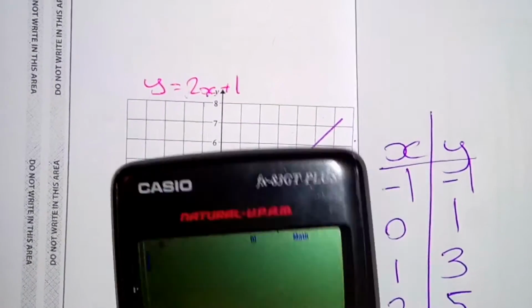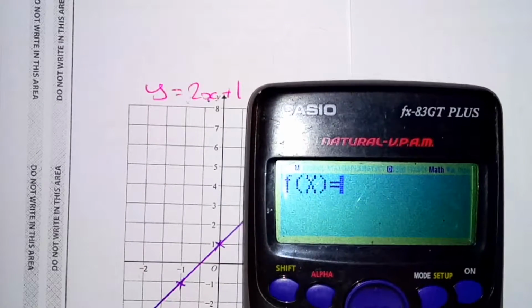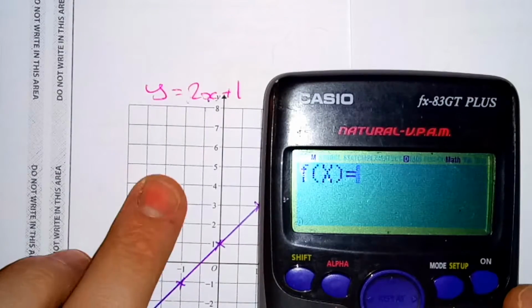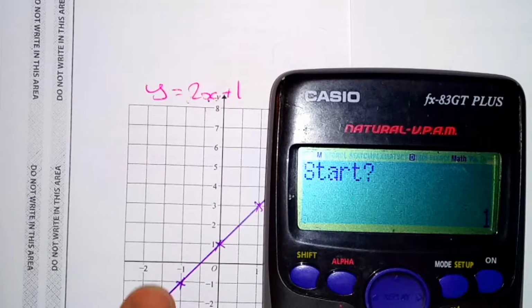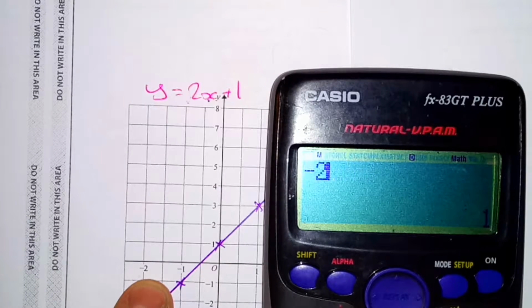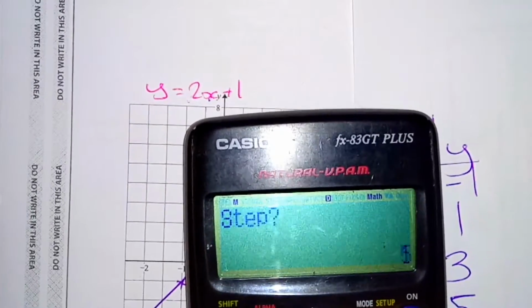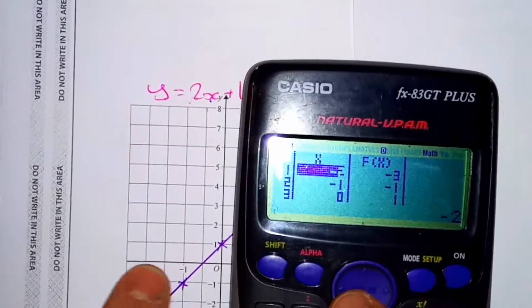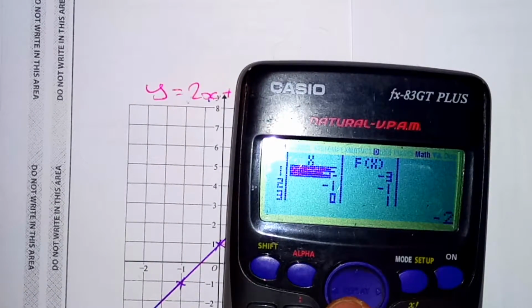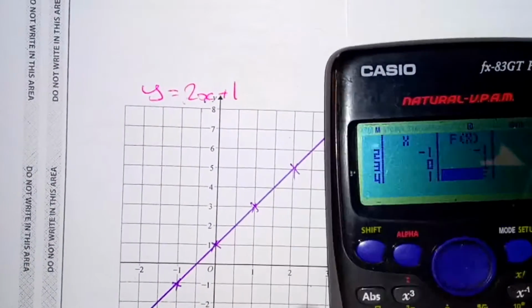If I turn it on, I have to go to mode and 3 for your table. It says f of x. Don't get confused by that, it's just for y. 2, I have an x there, plus 1. It says your start. My start's going to be -2 because that's my lowest value. End is going to be 3. Step, that's the steps we're going up in, which is 1. And here's my table of values, which is -2, -3, which is here. -1, -1, which is there. 0, 1, which I marked up, and so on.